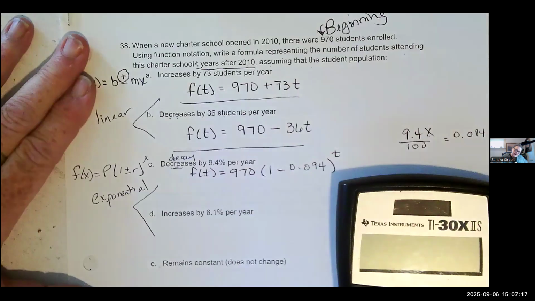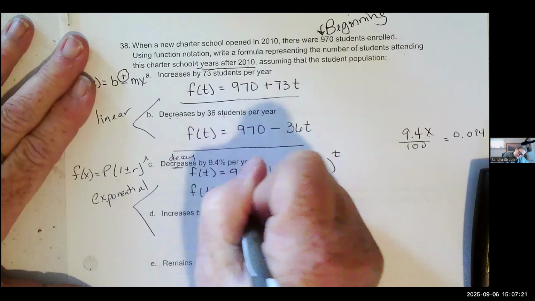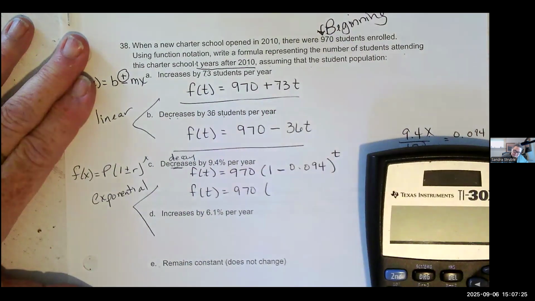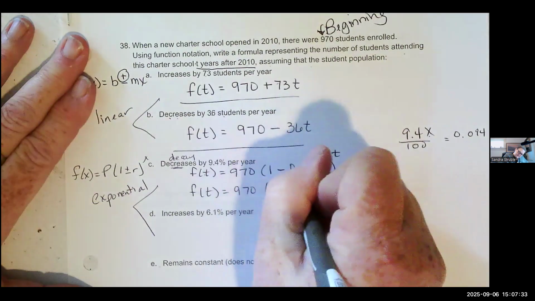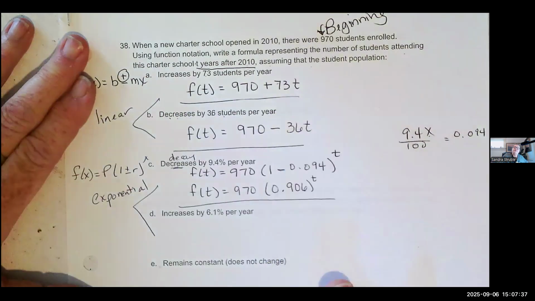So I just need to subtract that, in parentheses: 1 minus 0.094, and I got 0.906 to the t. There is my exponential function.